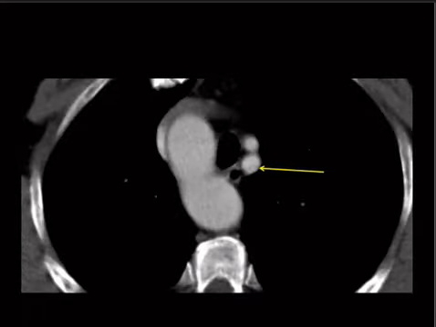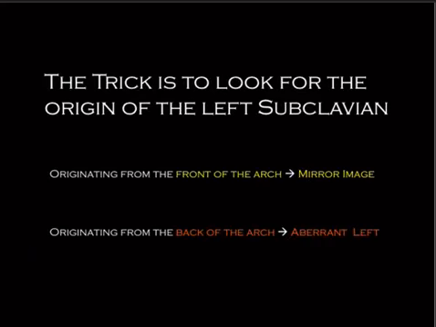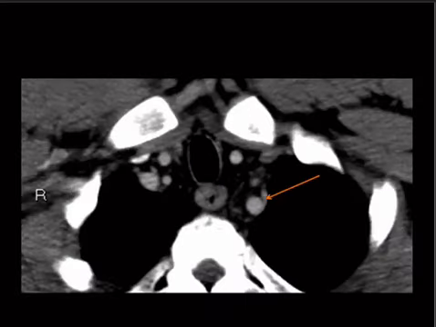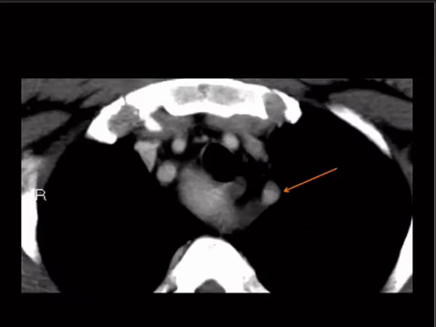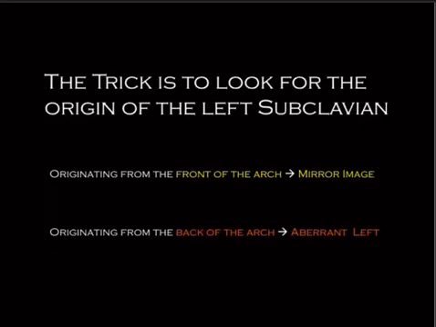So let's follow this one back. Following it back, following it back. There. It comes off the front of the arch. So the front of the arch is the mirror image. As opposed to this guy, following back, following back, back of the arch. So the back of the arch is the aberrant left. So that's how you tell the difference.